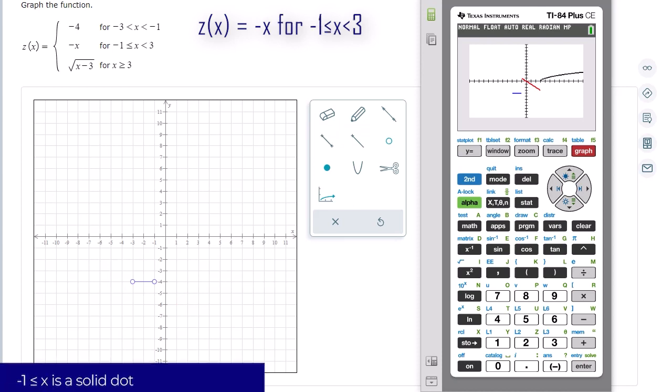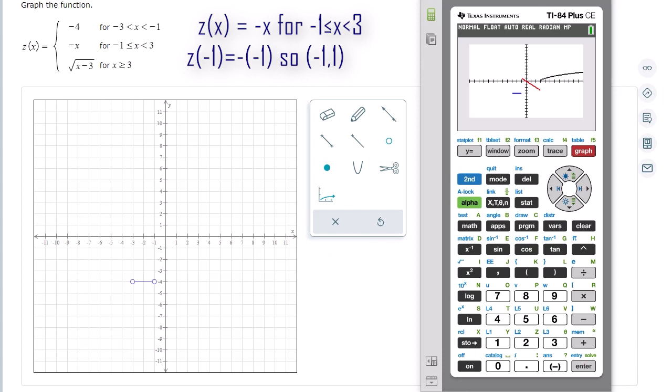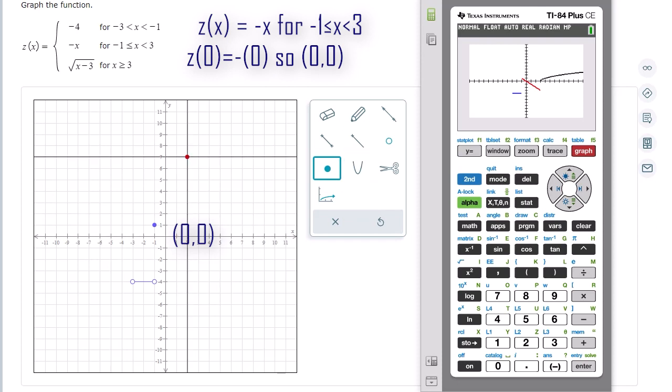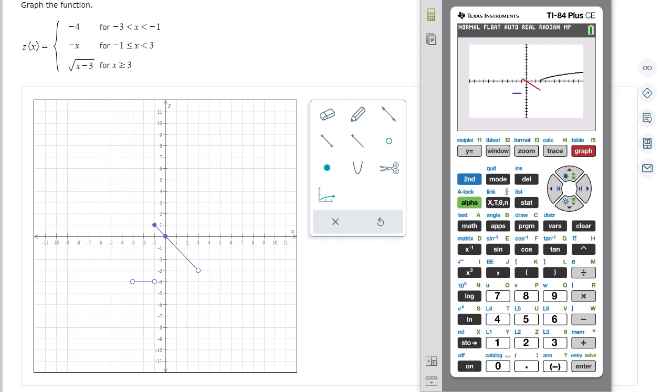Next, I'm going to have to do -x, the part of the graph where z of x equals -x. This is this red part here. So when x is -1, z of x is the opposite of -1, which is +1. So when x is -1, y is +1. And when x is 0, y is -0. That's just 0. I'm going to plot one more. When x is 3, y is -3. And I'm going to connect that with a line. So the first point is here, and the second point is here.